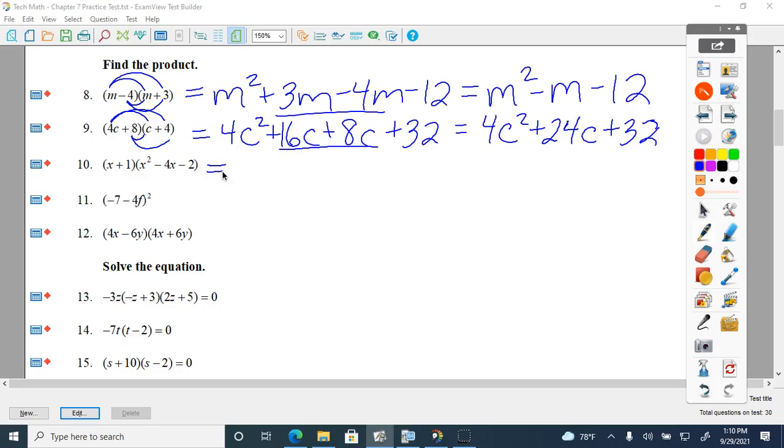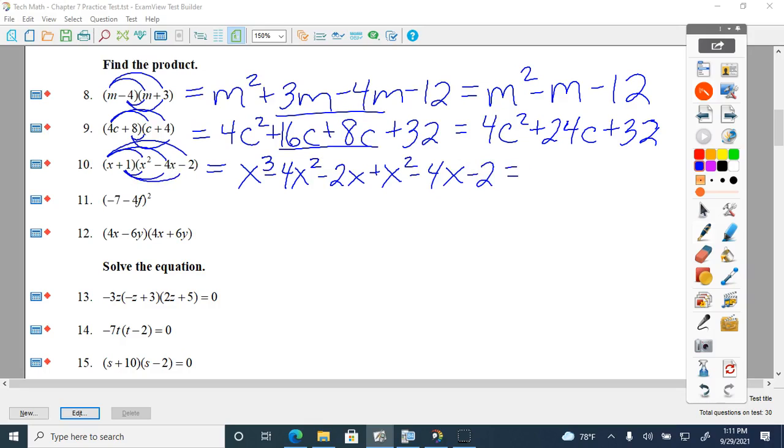10. Same process. We just got 3 of them this time to go through. So x times x squared is x to the 3rd. X times negative 4x is negative 4x squared. X times negative 2 is negative 2x. Then we go to the 1. 1 times x squared is x squared. 1 times negative 4x is negative 4x. And 1 times negative 2 is negative 2.